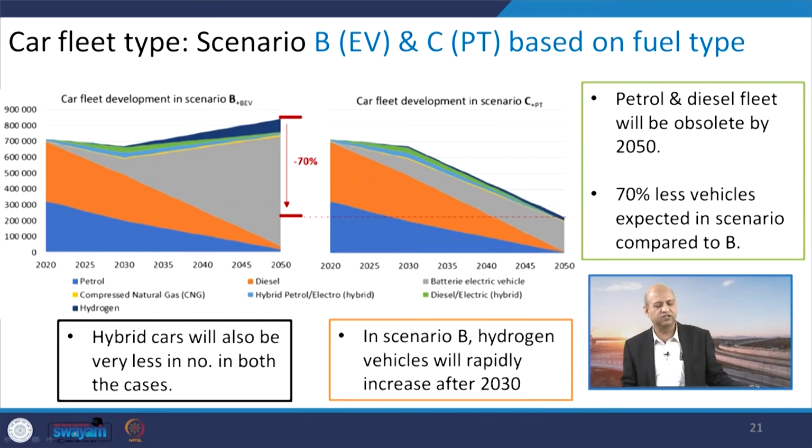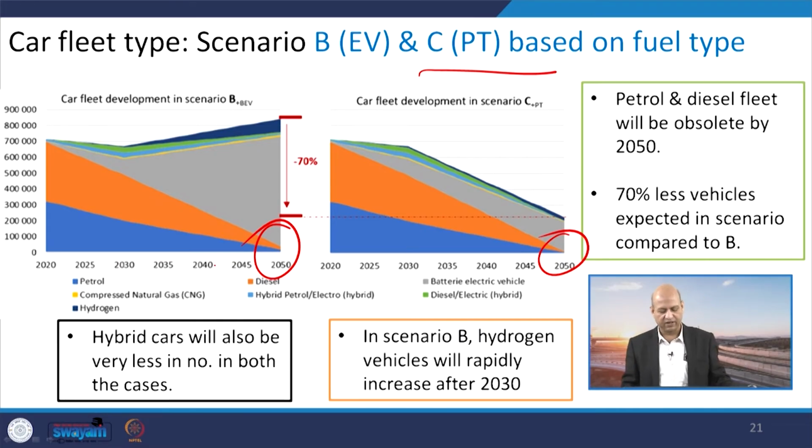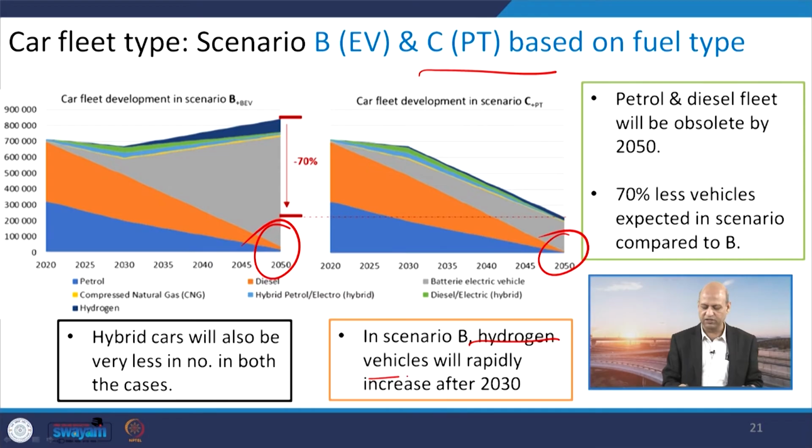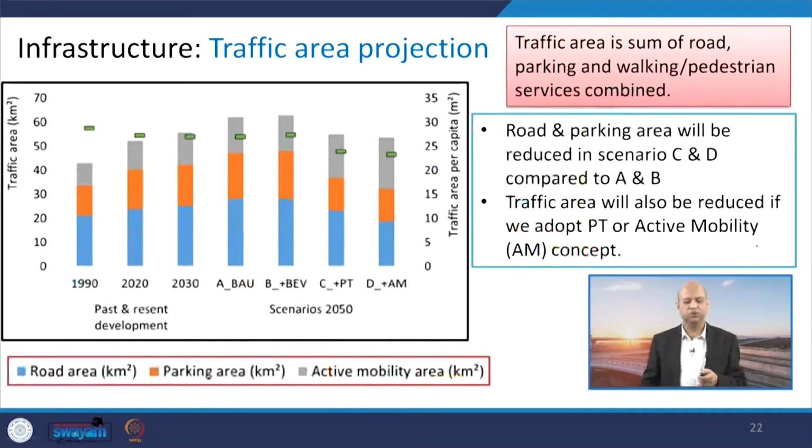Well, the car fleet in scenario B, that is the electric vehicle and public transportation fuel type. So, you can see in 2050 it is just drastically reducing, and in scenario B hydrogen vehicles will rapidly increase, and also you can see the petrol and diesel fleet will be obsolete by 2050. That is the scenario where a complete shift to electric vehicles is basically assumed, okay. 70% fewer vehicles are expected in this scenario compared to B. The reason is more public transportation system and more electric vehicles.